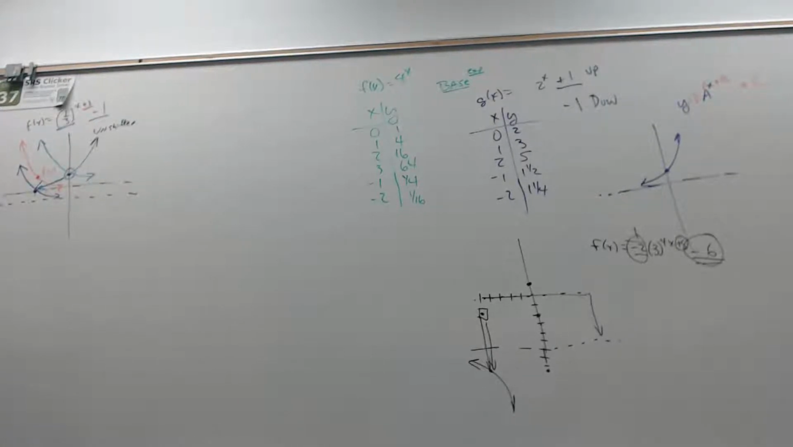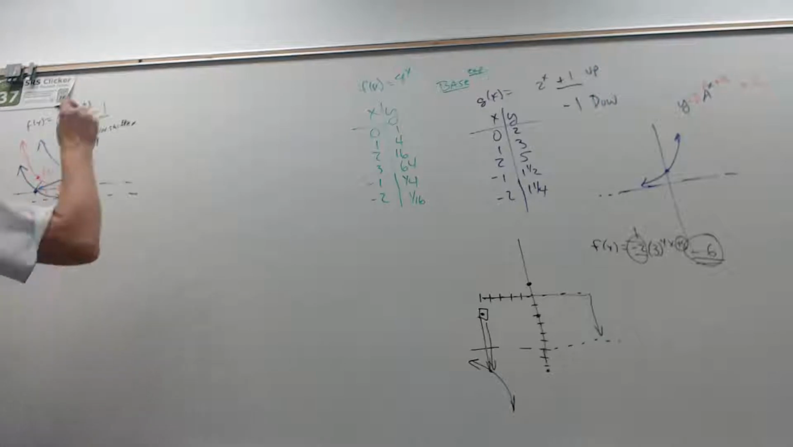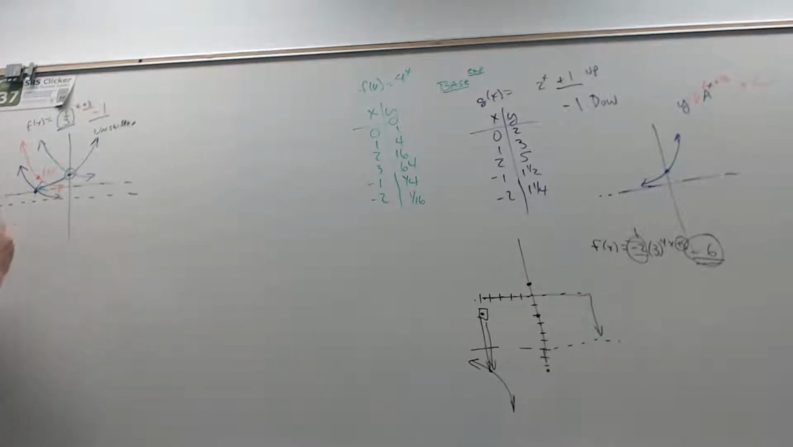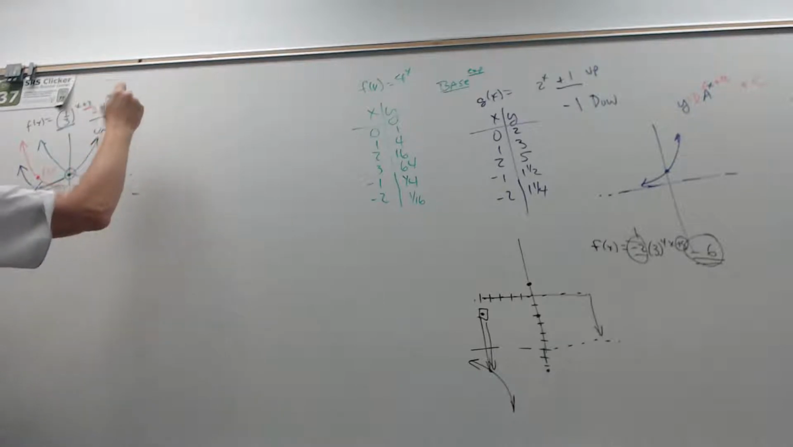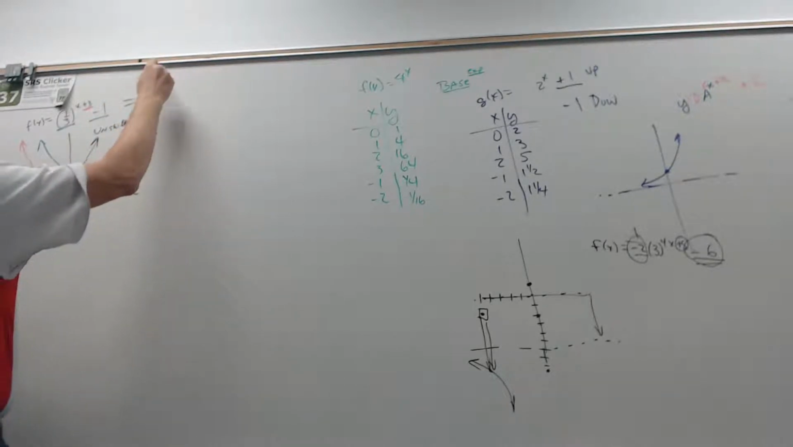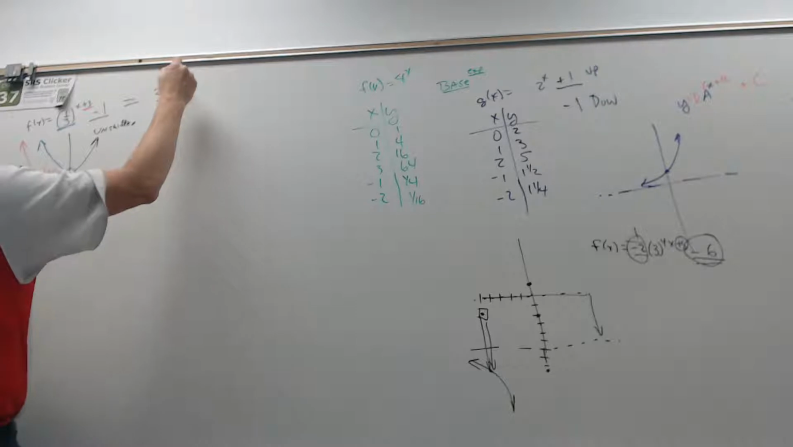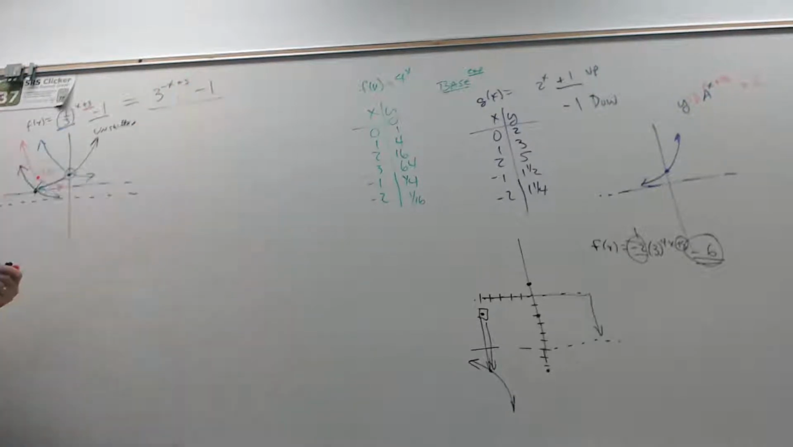Which one flipped it on the y-axis there? Okay, so if I had rewritten this, another way to rewrite it, I'm out of colors. So this purple graph here, I'll write it in purple. I could have rewritten this, it's exactly the same as 3 to the -x plus 3 minus 1. That's exactly the same as the purple graph. Does that make sense?